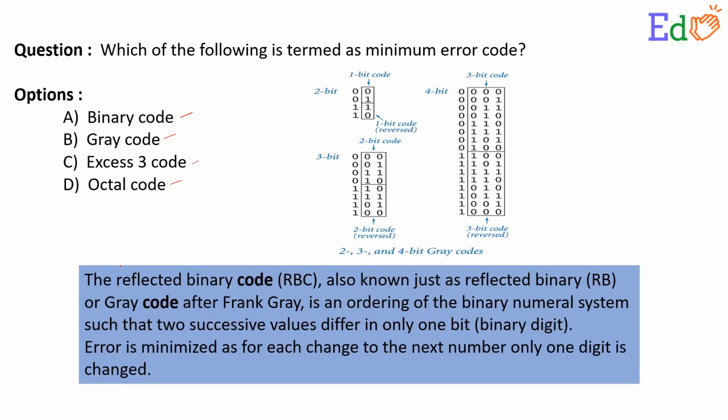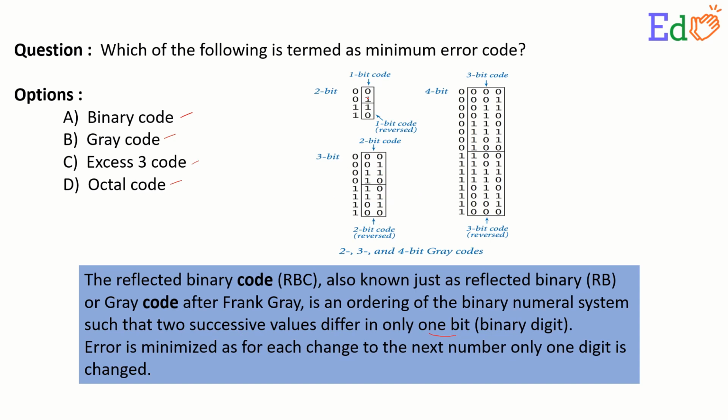We shall first understand that the reflected binary code, also known as the gray code, is an ordering of the binary numeral system such that two successive values differ only by one digit. Errors are minimized because each change to the next number is by only one digit. Here we can see an example of the gray codes.